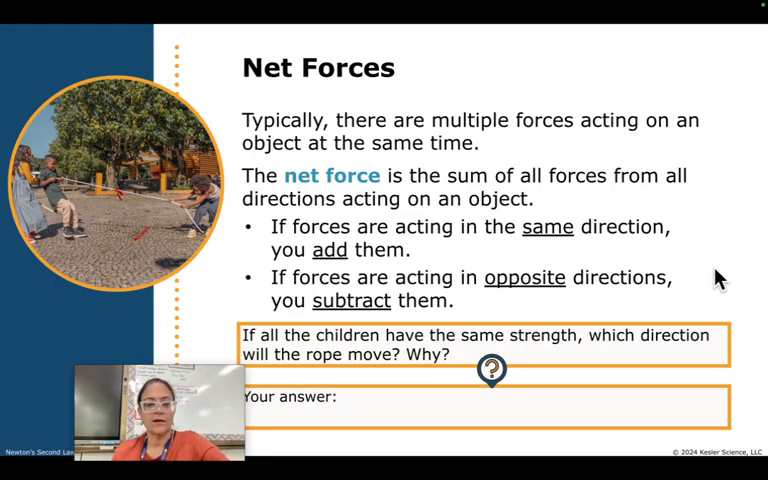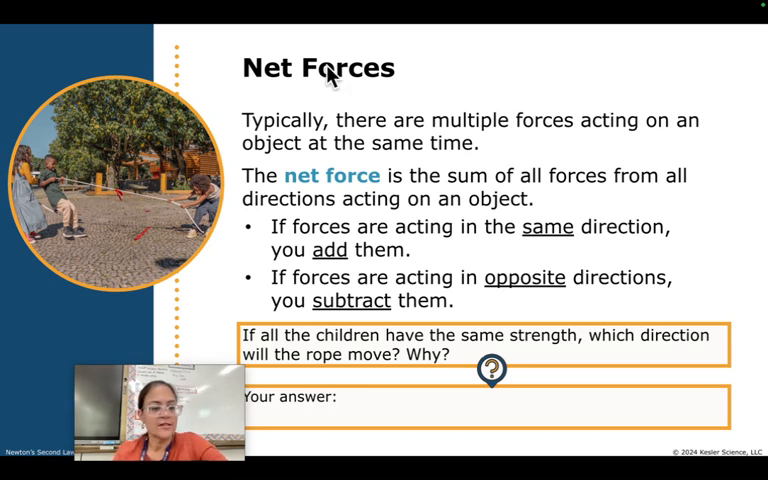All right, so net force. This, again, will be a review of what we've already covered. Typically, there are multiple forces acting on an object at the same time. The net force is the sum of all forces from all directions acting on an object. And as we've talked about before, if the forces are acting in the same direction, you add them. If the forces are acting in opposite directions, you subtract them.